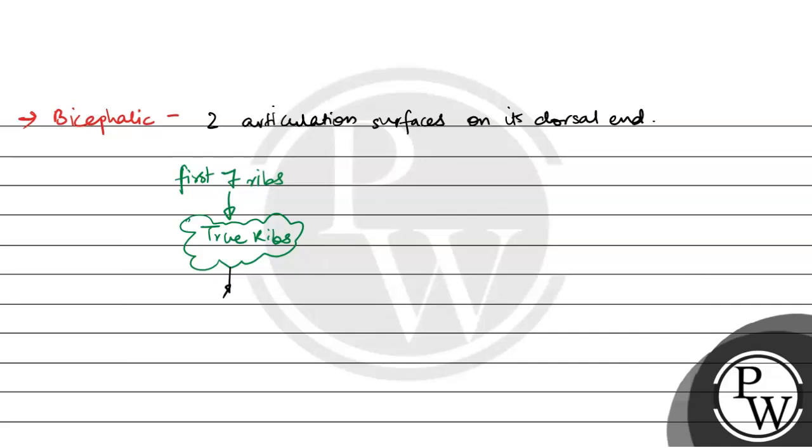जो true ribs होते हैं, dorsally, they are attached to the thoracic vertebrae and ventrally to the sternum. With the help of hyaline cartilage. Hyaline cartilage से ही attached होता है.